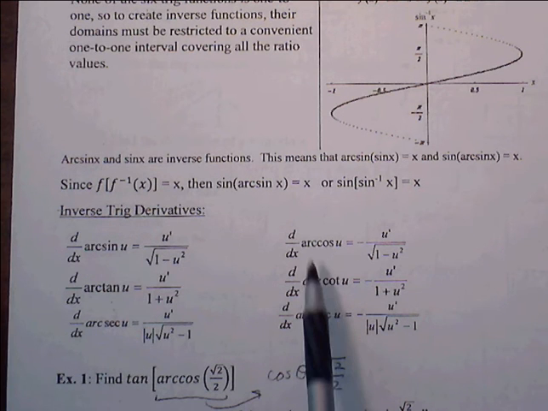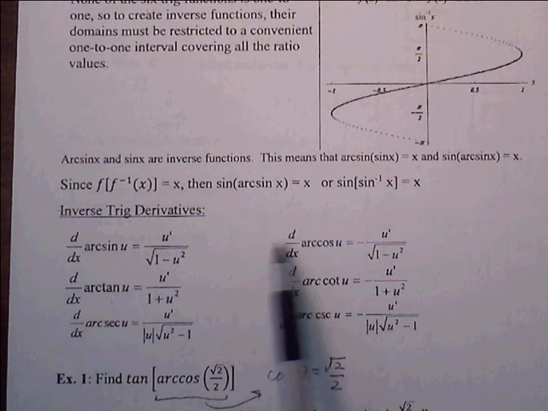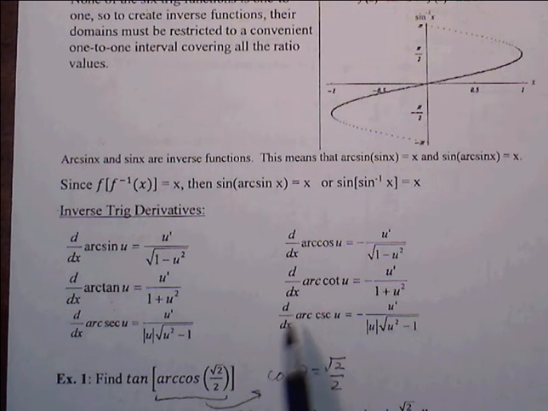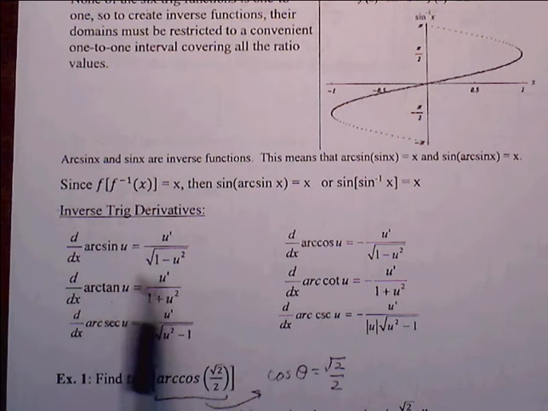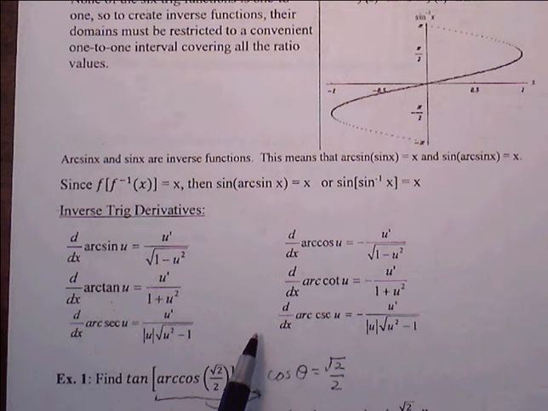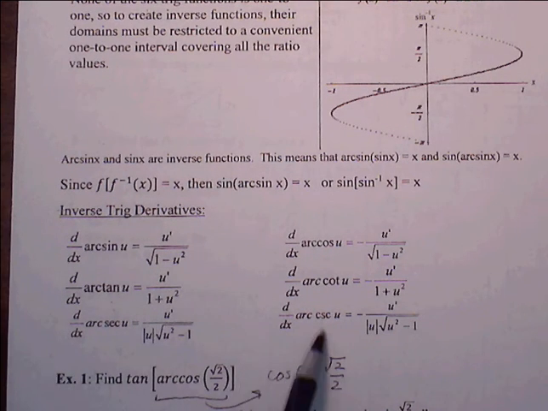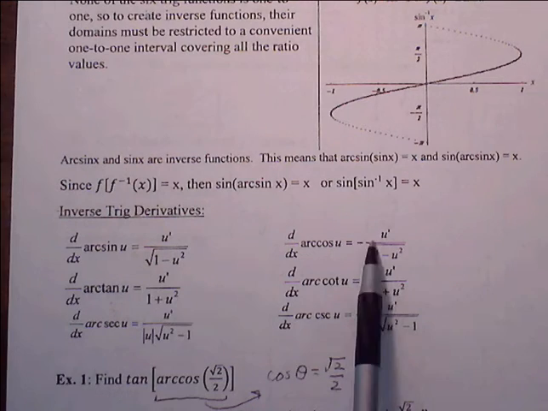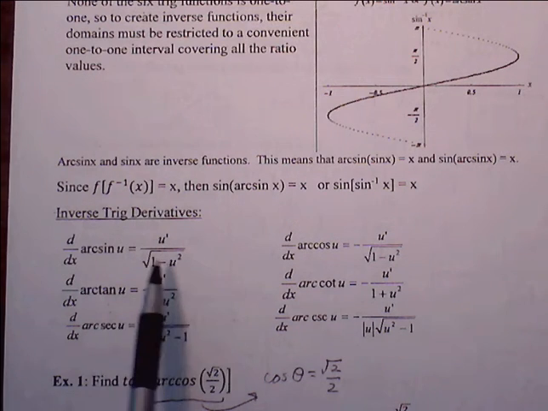And then arc cosine, arc cotangent, and arc cosecant are just going to be negative versions of the corresponding arc trig functions. Arc cosine is basically the negative version of the arc sine. Arc cotangent is the opposite of arc tangent. Arc cosecant is the opposite of arc secant. So really, if we know these three rules, then we essentially know these other three corresponding rules.